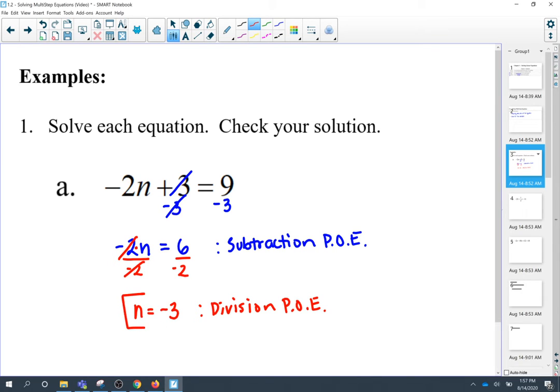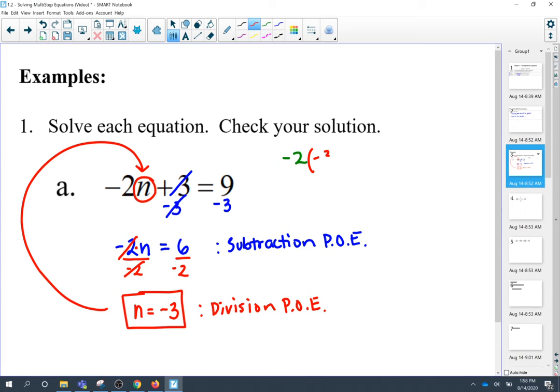Now that n is by himself, this should be our solution. And the last thing we have to do is check it. So I'm going to bring it back up, and we're going to substitute it for our n. So our check: negative 2 times negative 3 plus 3 equals 9. Negative 2 times negative 3, a negative times a negative is a positive 6. Plus 3 equals 9. 9 equals 9, and we're good.